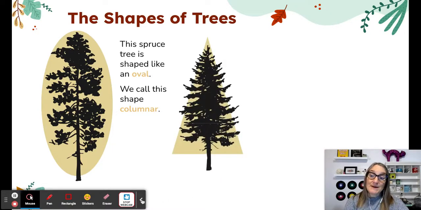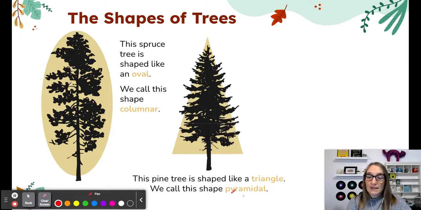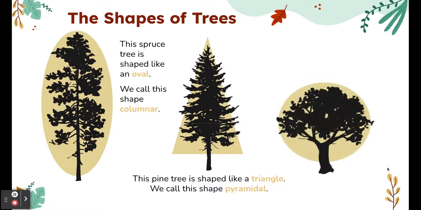This next shape is one that we're all familiar with. It's that famous Christmas tree shape that looks like a triangle, and this happens to be a pine tree in this example, and we call that shape pyramidal. And you can see the word pyramid in it, and it does have that triangular shape which we associate with pyramids. And I'll close the camera so we can see this last one really well. This apple tree here is shaped like a circle, and we call this shape round. Pretty straightforward.